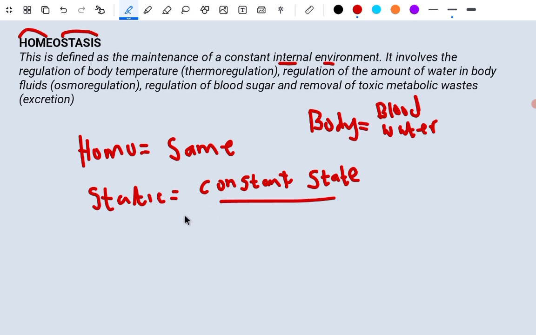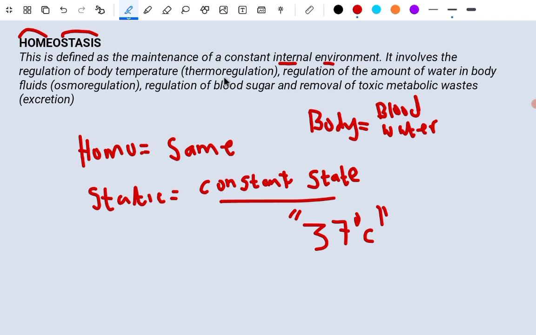I'm sure you've heard that when you go to the hospital, they check your body temperature, and it has to be somewhere around 37 degrees Celsius. So why is the human body supposed to always be around this value? This is how the body works, and this is what we are calling homeostasis: maintenance of a constant internal environment.